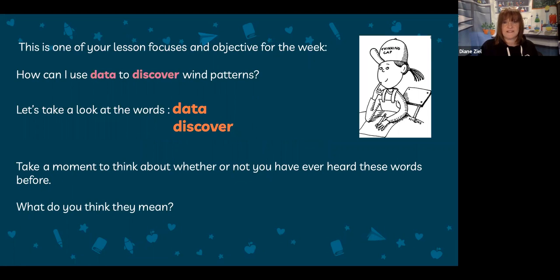This is one of your lesson focuses and objectives for the week. How can I use data to discover wind patterns? So you notice that the word data and discover is highlighted in red. Those are our academic words for the week. Take a moment and think about whether or not you have ever heard these words before. And if you have, what do you think they mean? Have you ever used them yourself in a sentence or in your writing? Or if your teacher says either one of these words, do you understand what they mean when she uses them? Thinking caps on.